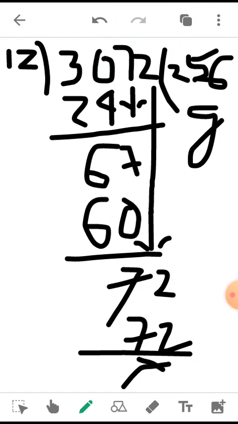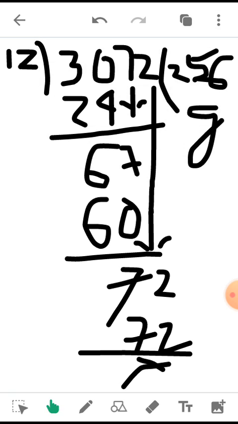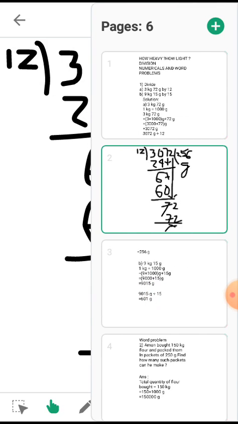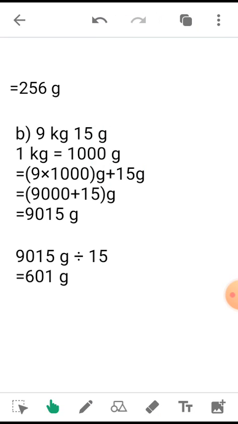See that on the next board, I have already divided it, and see in the quotient part, I have got 256. As you can see in the quotient part, I have already got 256 gram. That means whenever we divide 3 kg 72 gram by 12, we get 256 gram. Now we move to the next board. See that finally we'll write the answer 256 gram.